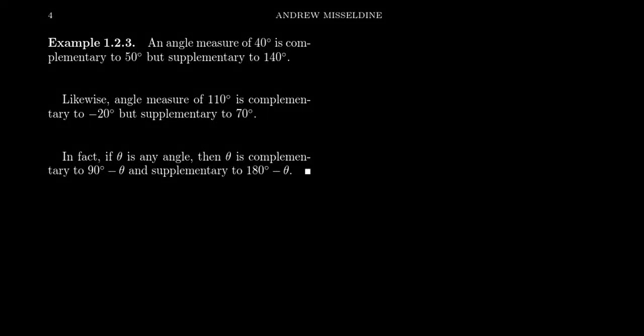So recall that two angles are complementary if added together they form a right angle. That is, their angle measures together form 90 degrees. So if you have the angle measure 40 degrees, its complement would then be 50 degrees.